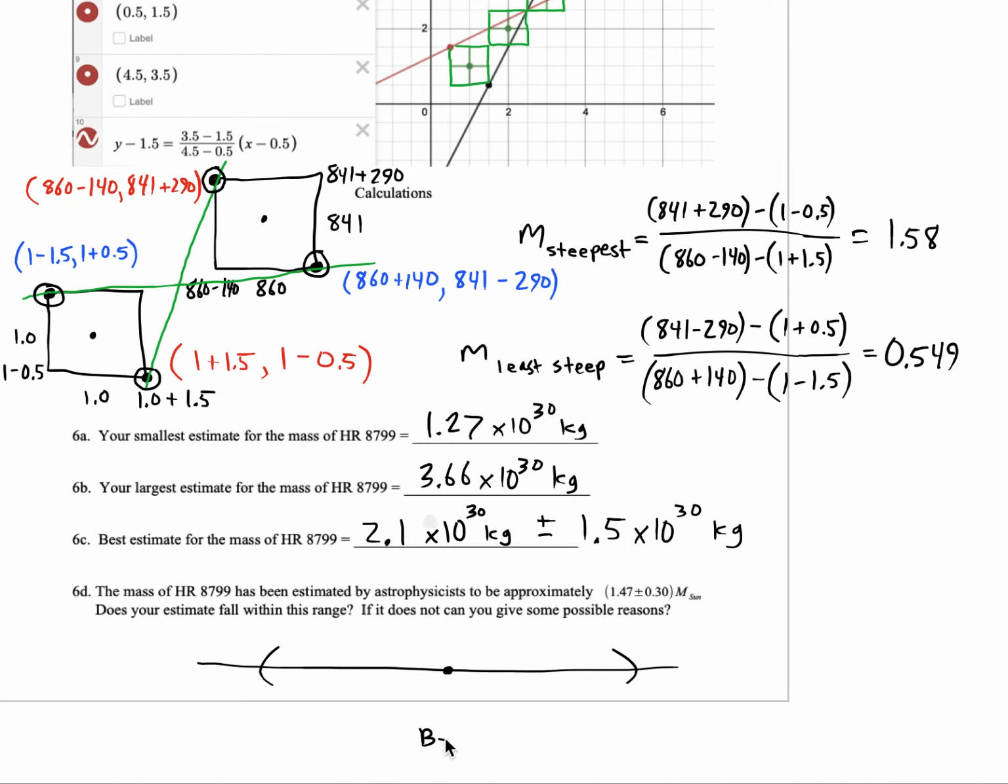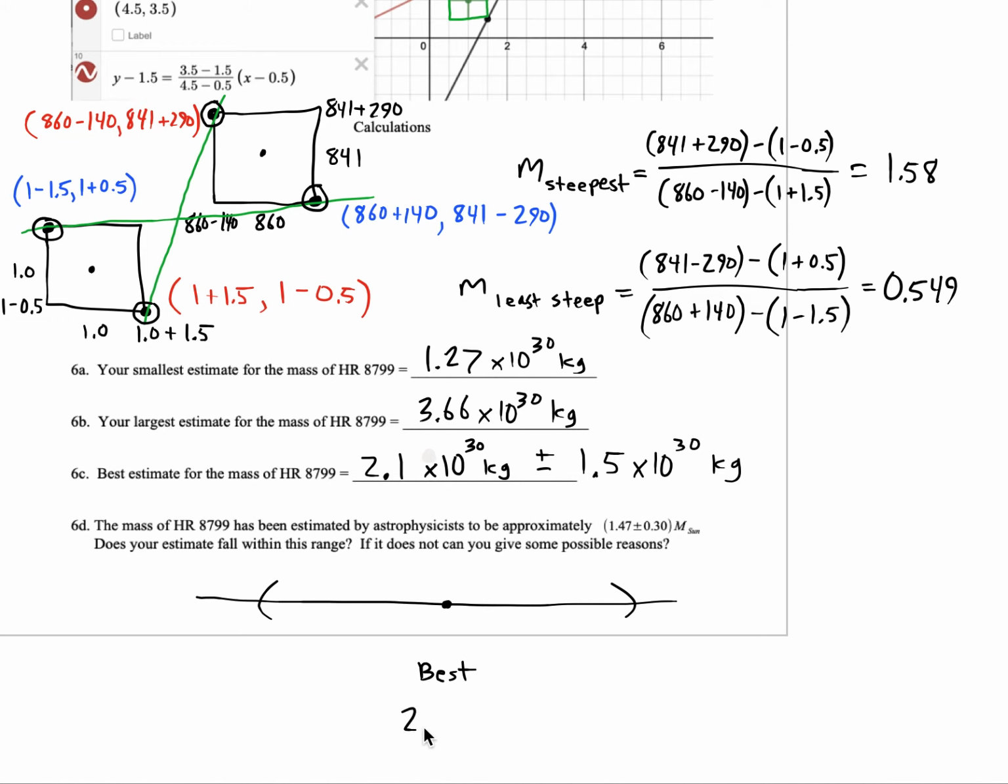So my best estimate was 2.1 times 10 to the 30. And then my largest would have been around 3.7 times 10 to the 30. And the smallest, 1.3 times 10 to the 30. But we know the actual value of the sun would be 2.0 times 10 to the 30. All right, so that's what you want to do with your numbers, with your star and your planets.